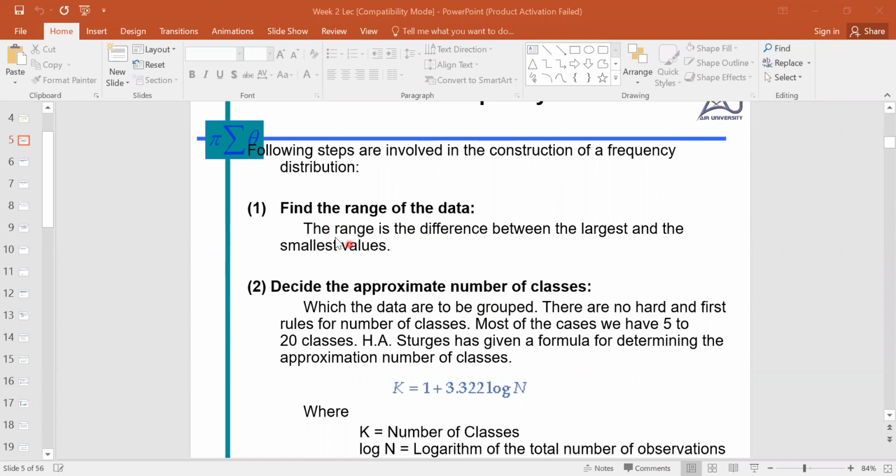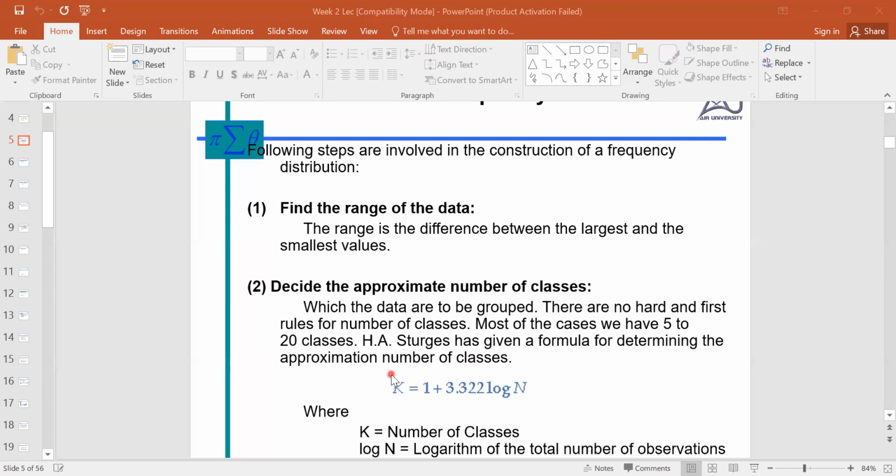Range is defined as the difference between the highest and minimum value of the data set. So whenever you have a raw data set and want to construct the frequency distribution, at the very first step, you need to find the range. Apply the formula of range, which is the difference between the largest and smallest values of the series of the data set. After finding the range, the next step is how we can decide the number of classes.